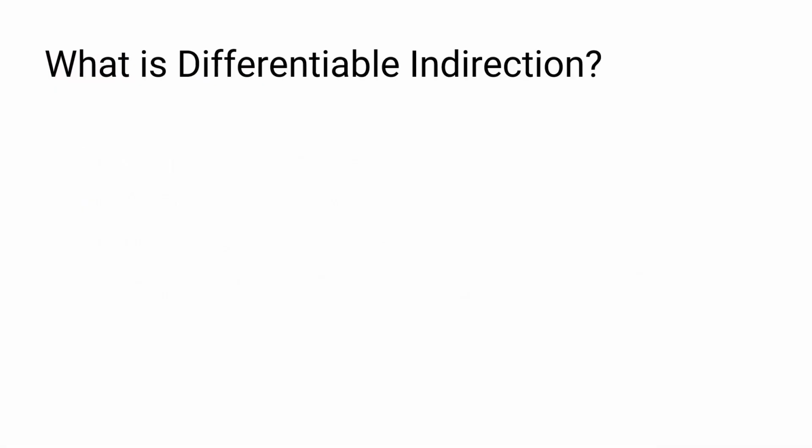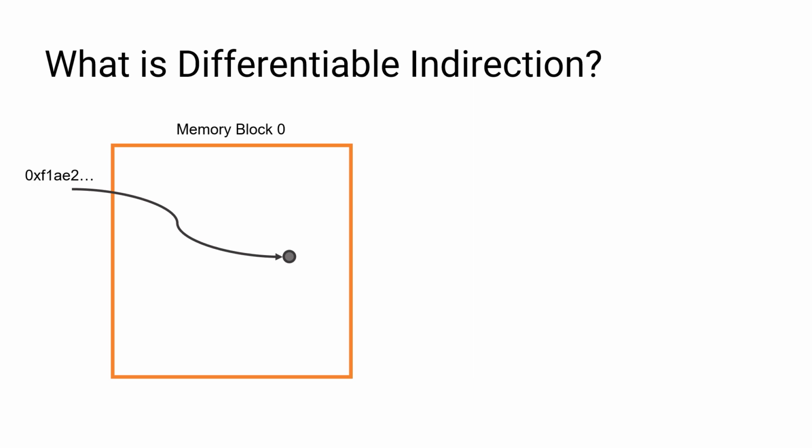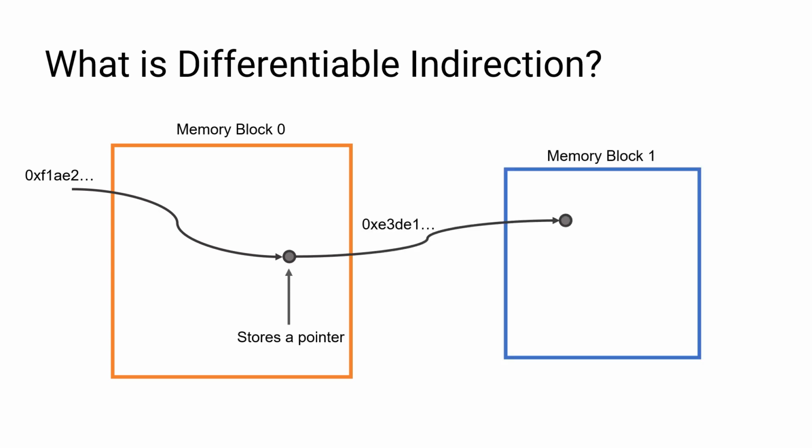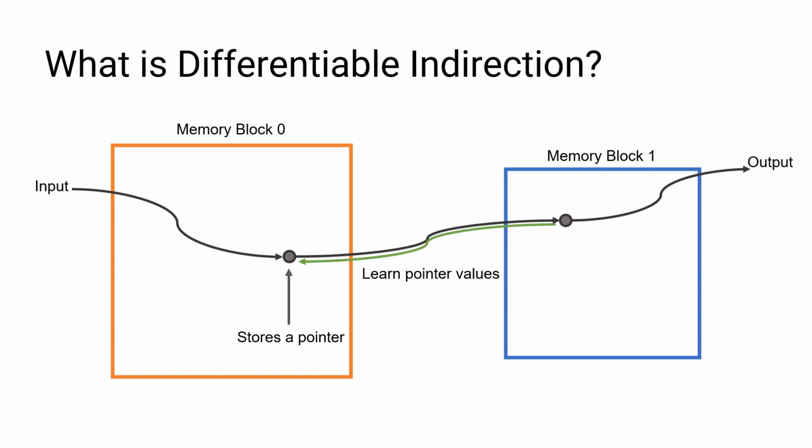Let us start with what differentiable indirection is. Differentiable indirection is very much like pointer indirection, where we query a location using an index or an address, which stores the address to the next location, which contains the final output. However, in our case, we learned these pointer values using gradient descent.